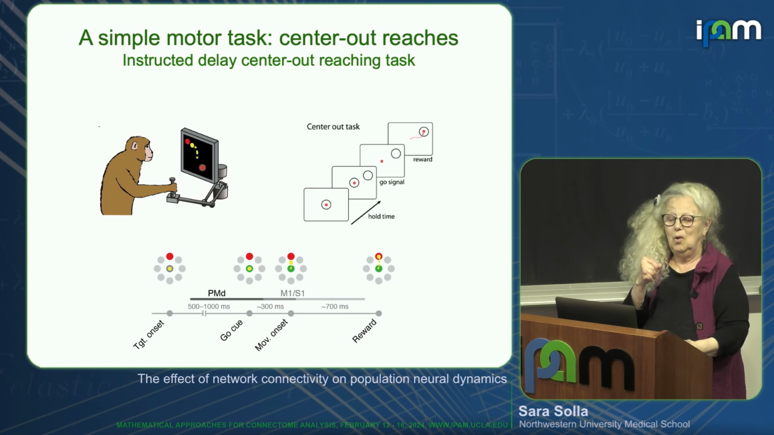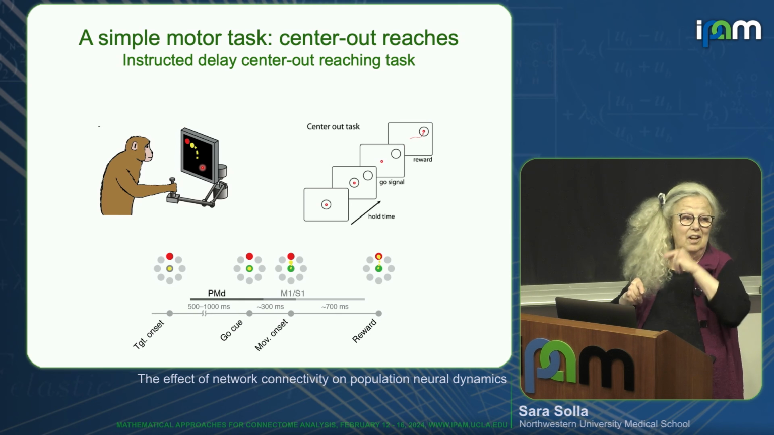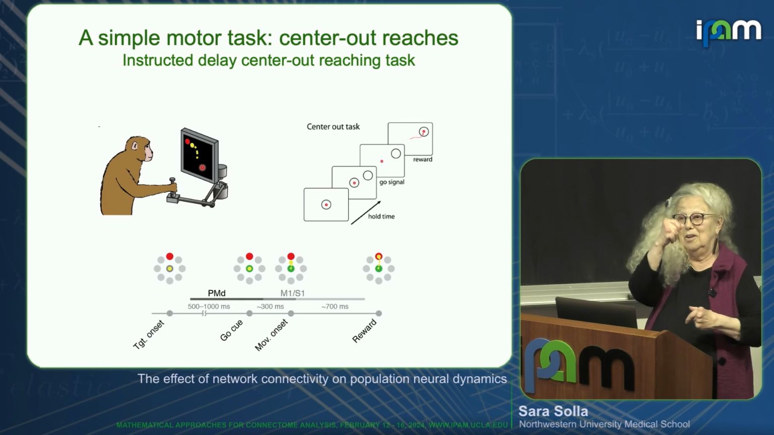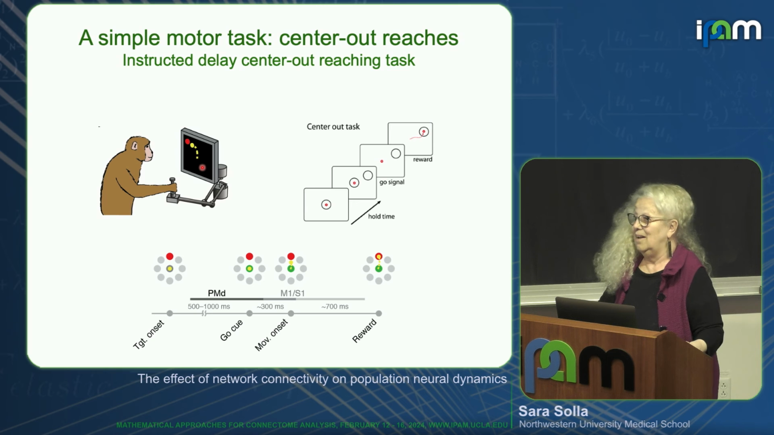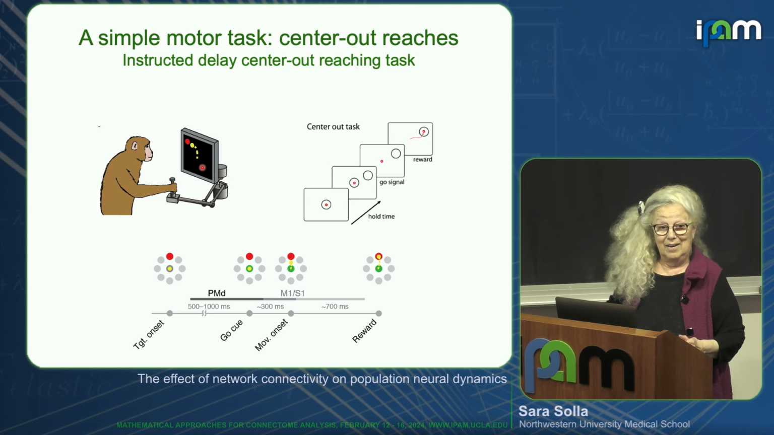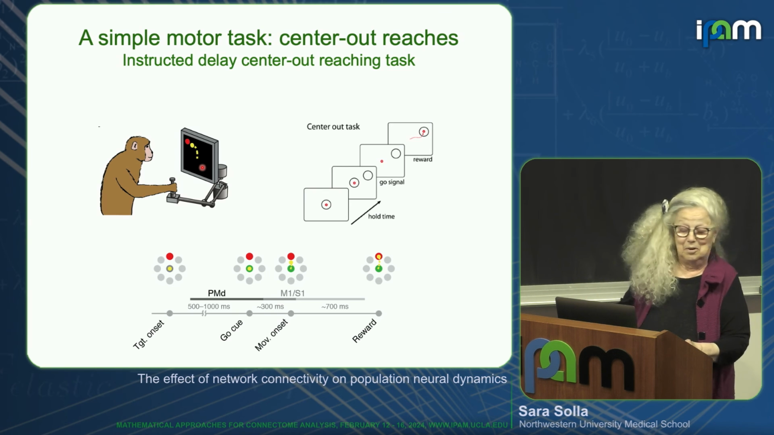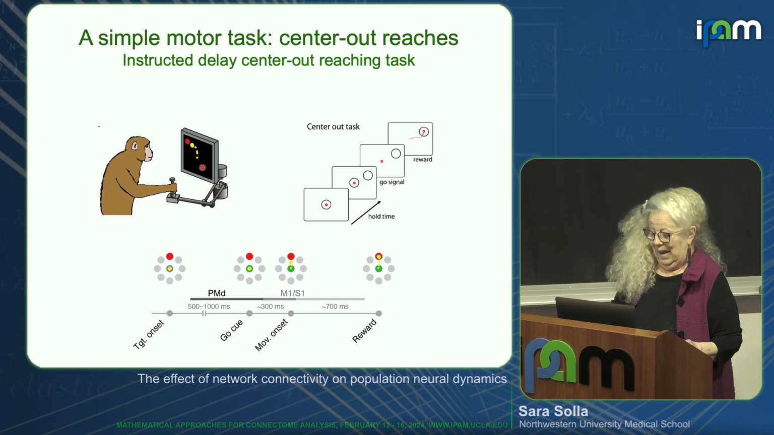When you get the go cue, you have to move this manipulandum that moves the cursor on the screen. You capture the target, you get rewarded, you go back to center for a new trial. Every trial corresponds to a different target, one of the 8 targets chosen at random, and you do many trials per minute. The trials are really short.